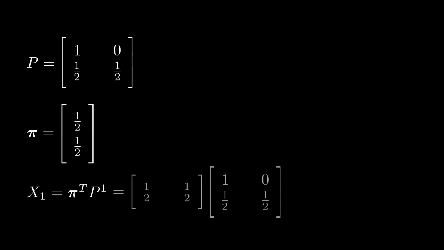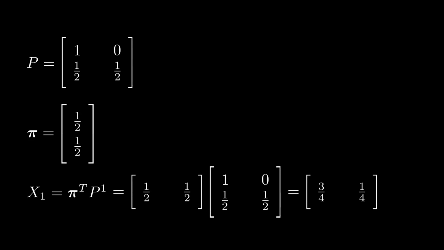Markov chains can also have an input distribution matrix, denoted here as bold pi. This matrix encodes the starting distribution of the states. Markov chains have a useful property where the input distribution matrix multiplied by the transition matrix raised to a power gives an output distribution matrix.